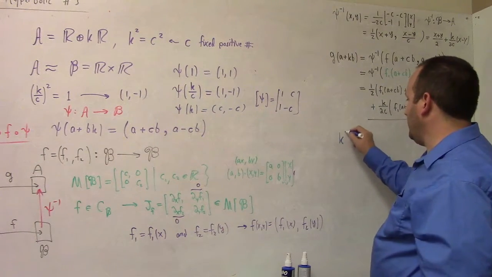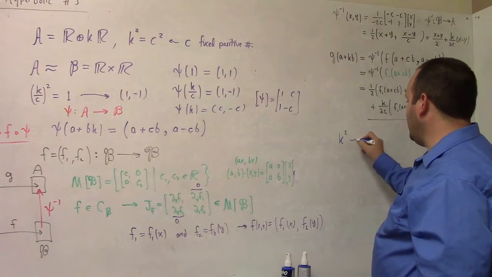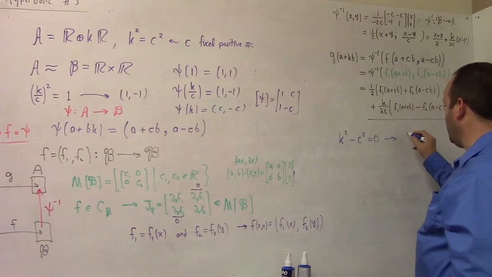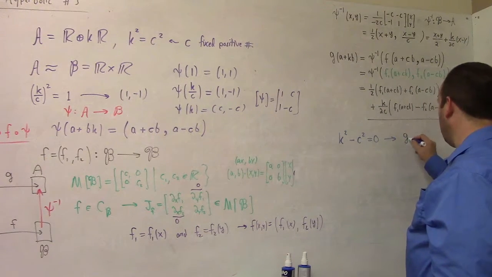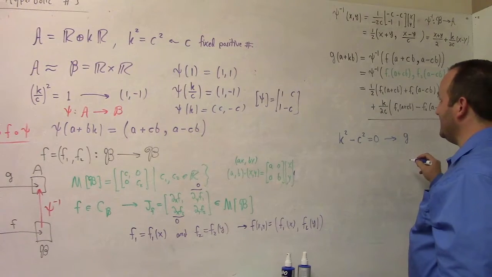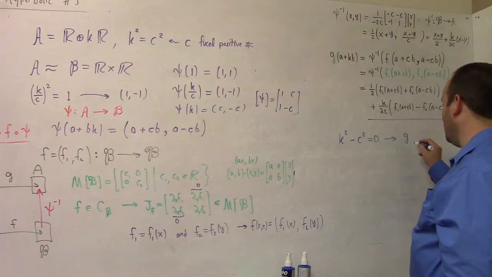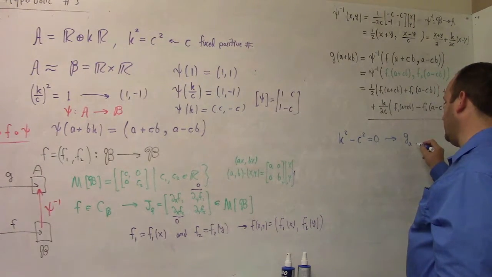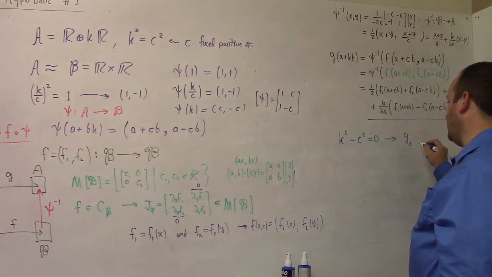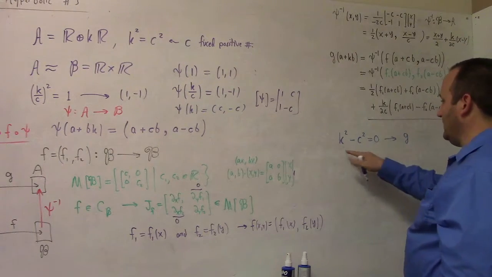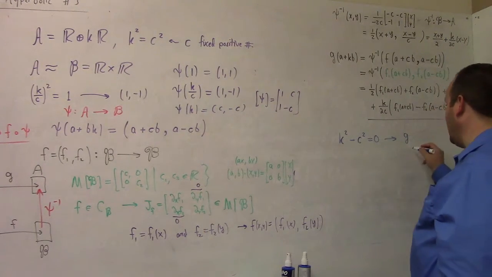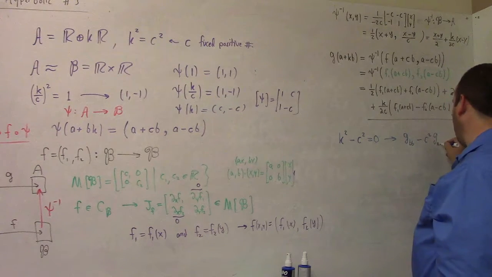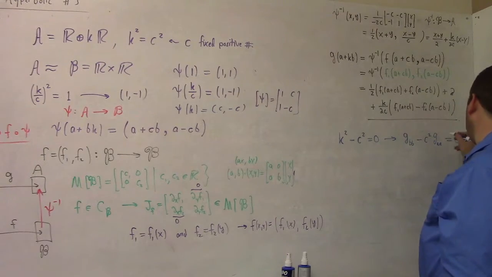k squared minus c squared equals 0, which says what? It says that g, in my current rather silly notation, I guess it says GAA. Wait a minute. Oh, no. That says that G, because this is the second one, right? So it says GBB minus C squared times GAA equals 0.